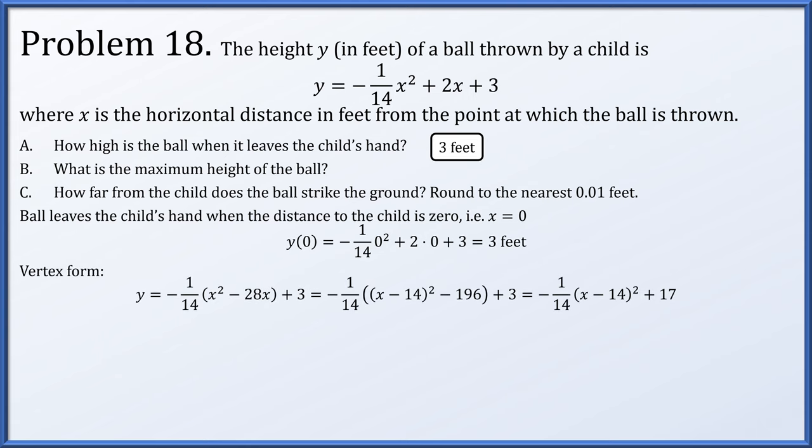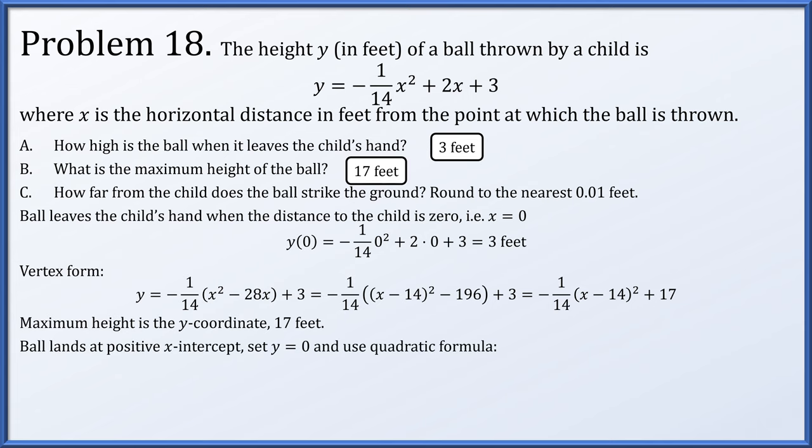Next, what is the maximum height of the ball means we want to find the vertex. This is a fairly lengthy completing the square. Don't forget that your quadratic term has a non-1 coefficient that you're going to have to factor out. But if you complete the square, you end up with y is equal to negative 1/14 times the quantity x minus 14 squared plus 17. This tells us that the height, the y coordinate of the vertex, is 17 feet.